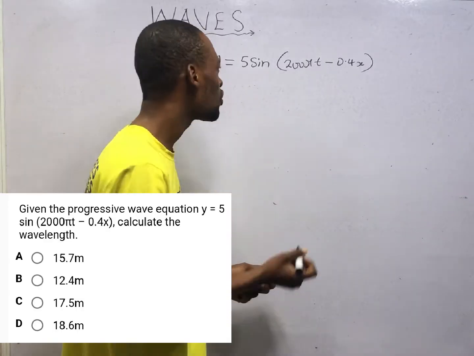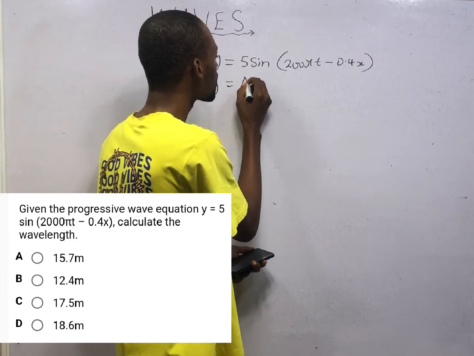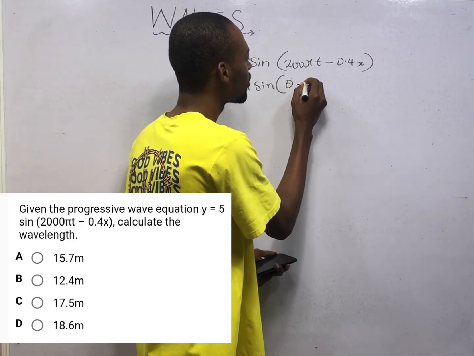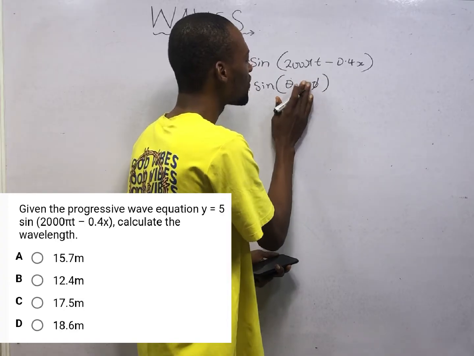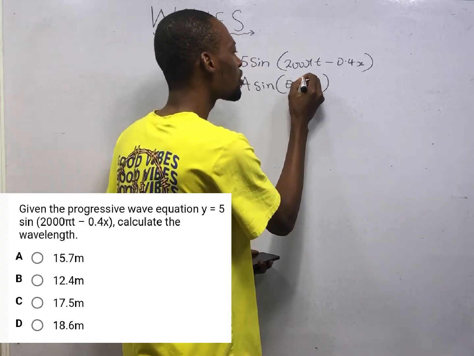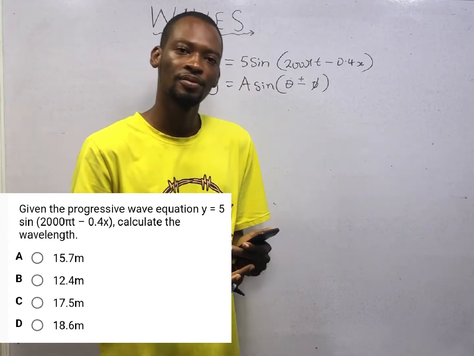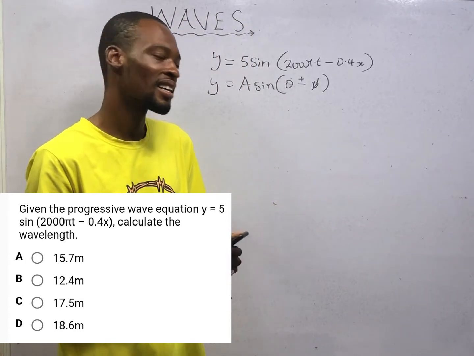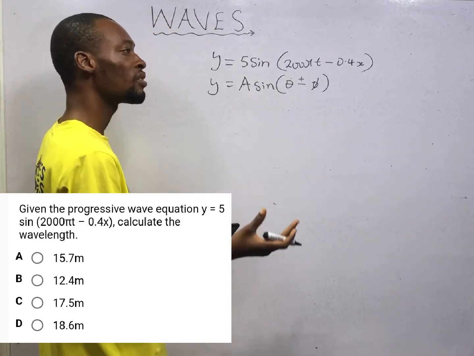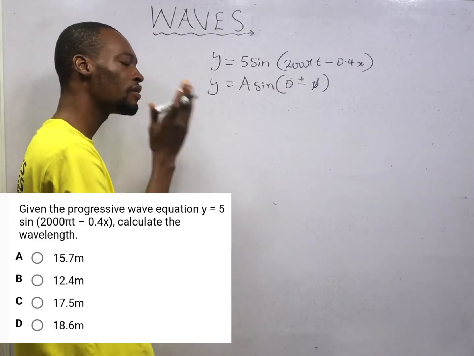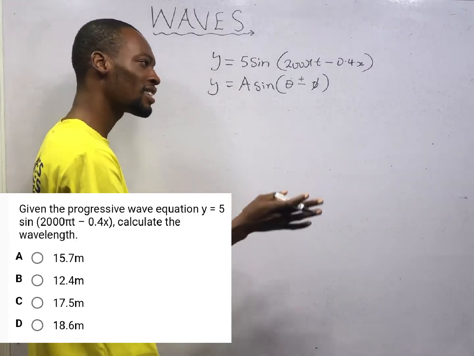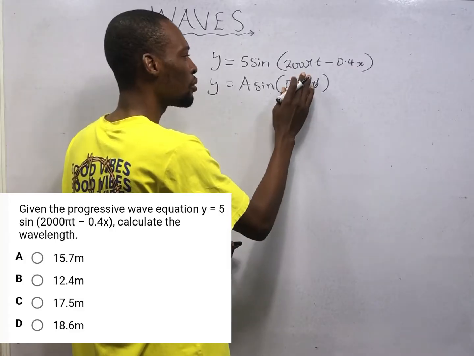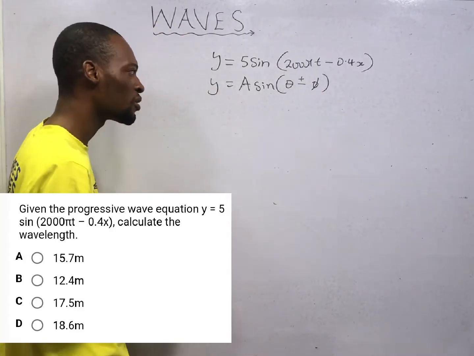This is the standard wave equation: y equals A sine (theta plus or minus phi), depending on whether the wave is along the positive s-axis or along the negative s-axis. Along the positive s-axis, it is negative, and along the negative s-axis, it is positive. That's why it is plus or minus.